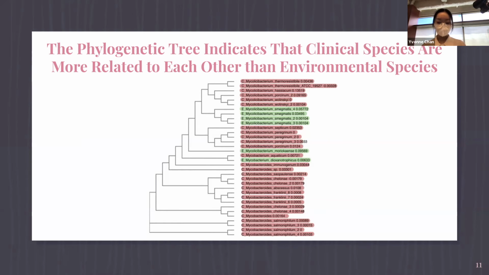As you can see, some environmental sequences were located in between clinical species, which was different from what I expected. However, the clinical NTM formed large groups together, which was in line with my prediction. I also observed that M. smegmatis was the least relevant environmental species from M. abscessus, which is a pathogenic NTM.